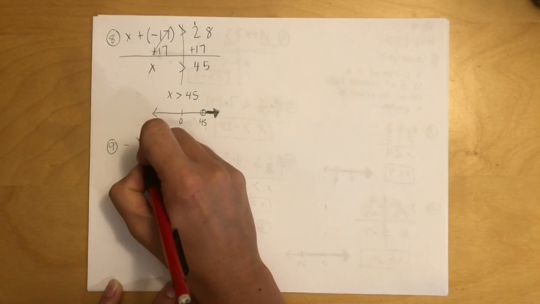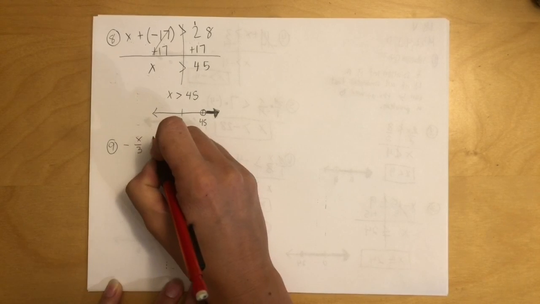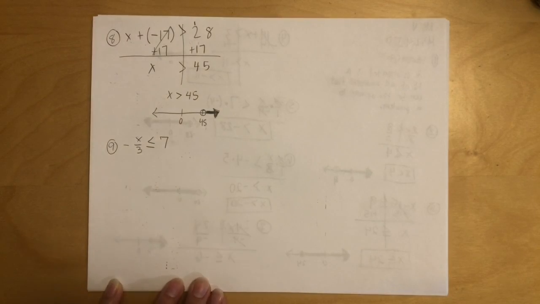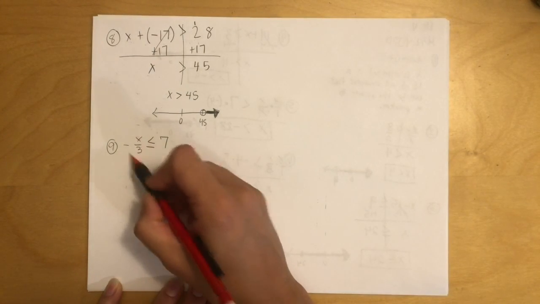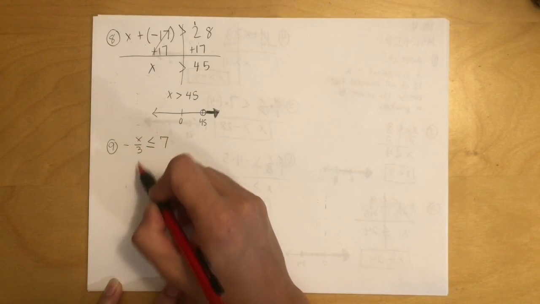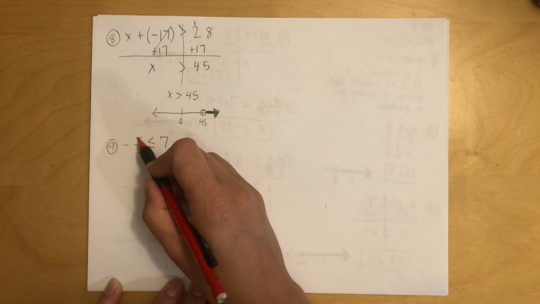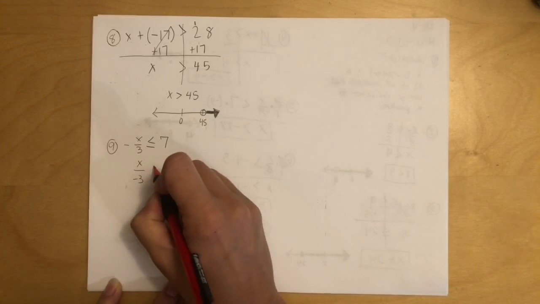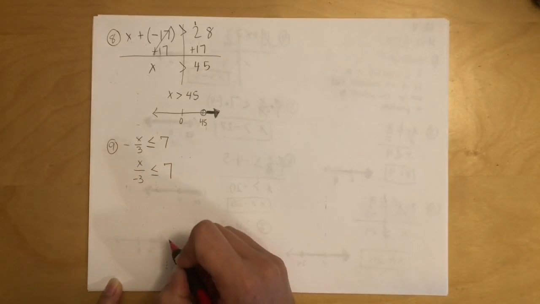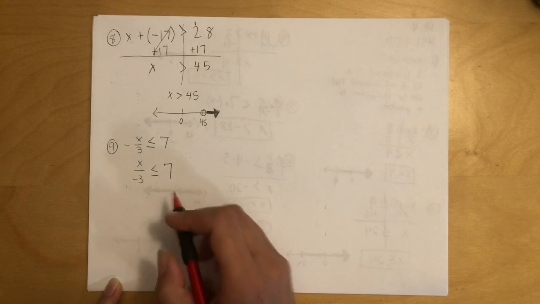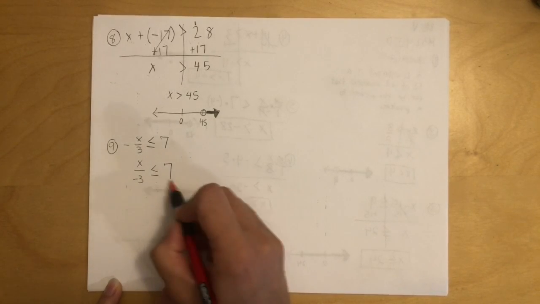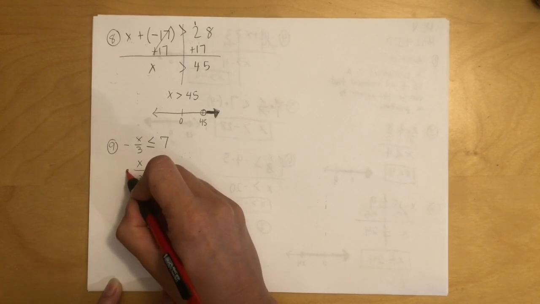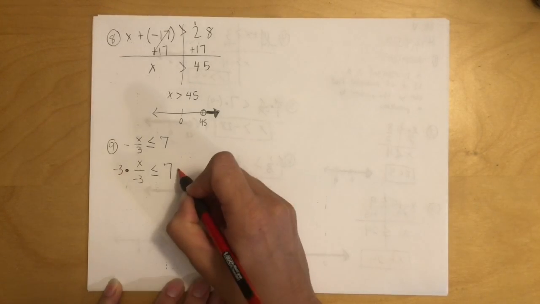Negative x over 3 is less than or equal to 7. Okay, I'm going to rewrite this and give the negative sign to the 3 because I know I want to search for positive x. So let's do that. x over negative 3 less than or equal to 7. And now I am going to multiply by negative 3 to both sides because x is being divided. So the opposite operation would be to multiply.